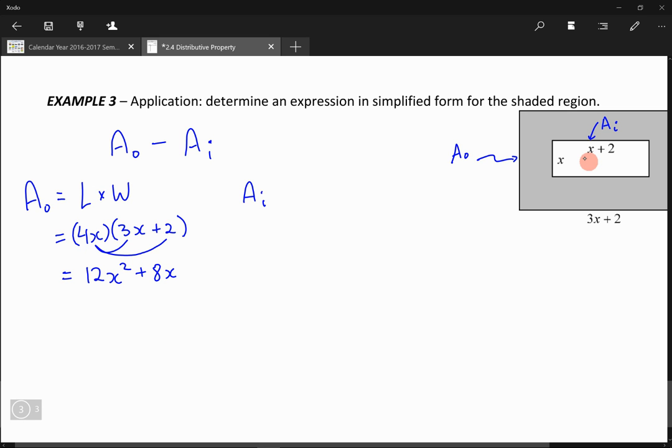Let's now look for the area of the inside. The area of the inside is going to be, again, length times width of that rectangle. The length is going to be x plus 2, and the width is going to be x. So it's going to be x times x plus 2. I'm just putting it in order so that the monomial is first and then the polynomial is in the brackets. Okay, expand. X times x is x squared. X times 2 is 2x.